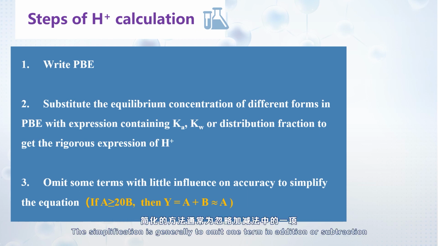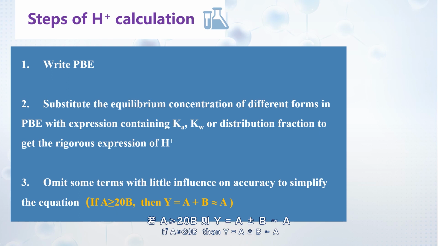The simplification is generally to omit one term in addition or subtraction, the rule of which is if A is larger than 20B, then Y equals A plus B, approximately equals A.